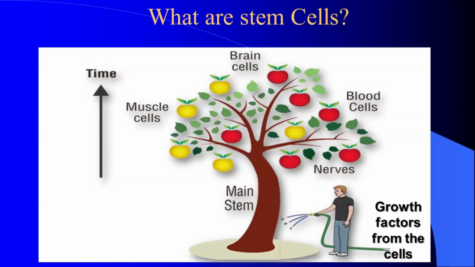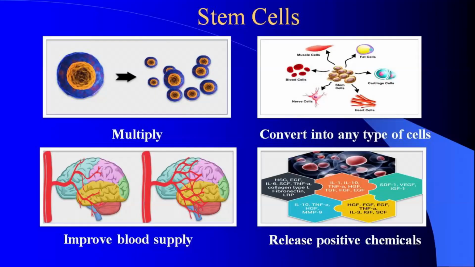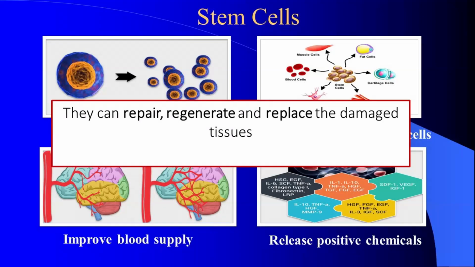So now look and see what are stem cells. The word stem comes from the stem of a plant, and just like from the stem of a plant, you can have leaves, fruits, everything else. There are some cells from which all the other cells arise. So the way stem cells work is they multiply, they convert into other cell types, they improve the blood supply, and they release certain positive growth chemicals. And because of that, they repair, they regenerate, and they replace damaged tissue.